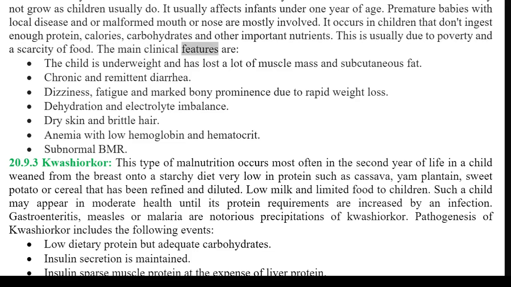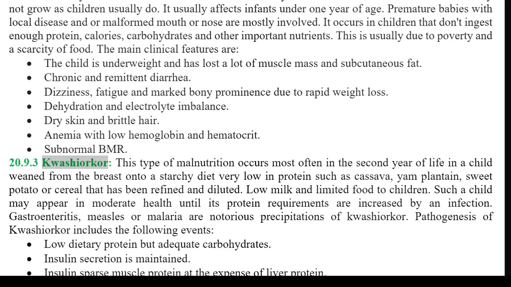The main clinical features are: the child is underweight and has lost a lot of muscle mass and subcutaneous fat. Chronic and remittent diarrhea. Dizziness, fatigue, and marked bony prominence due to rapid weight loss. Dehydration and electrolyte imbalance. Dry skin and brittle hair. Anemia with low hemoglobin and hematocrit. Subnormal BMR.